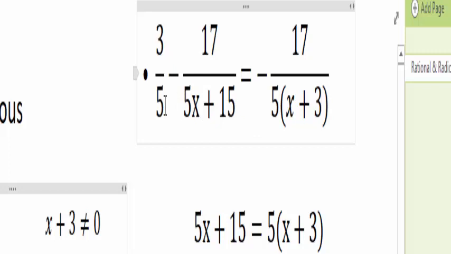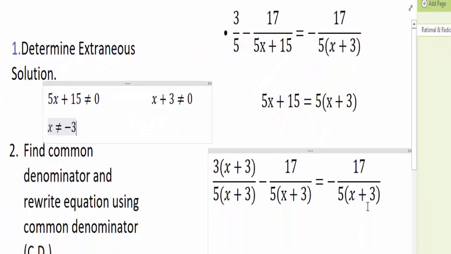However, the first term is different. It needs to be multiplied by x plus 3 over x plus 3, so that all three denominators will be 5 times the quantity of x plus 3. So for the first term, I multiply the top and the bottom times x plus 3. Now I have a common denominator throughout, which I can now cancel out by multiplying through by the common denominator.